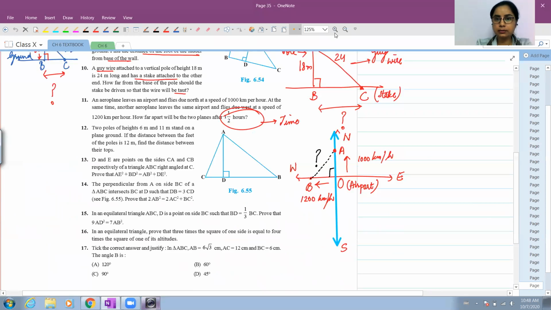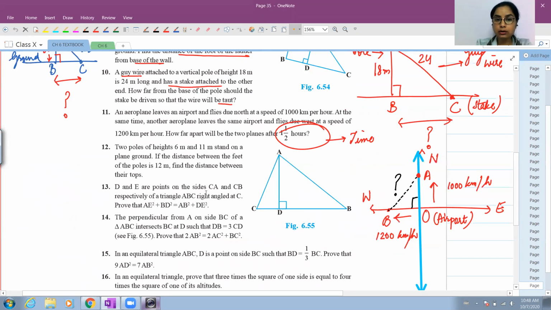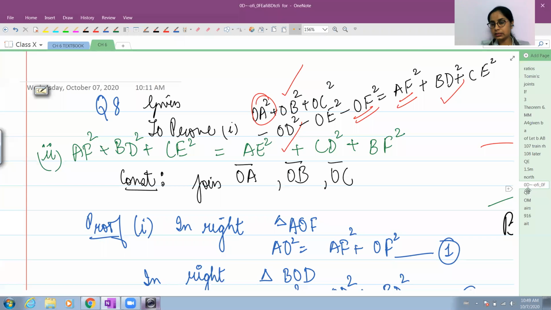Question number 13. We have points D and E marked on sides CA and CB of triangle ABC right angled at C. Now in this question, the triangle that you want to draw is a right triangle and the right angle will be at C. You begin with this, then you mark points D and E on the sides CA and CB respectively, and then we need to prove this result. Let's draw the diagram first and then see.